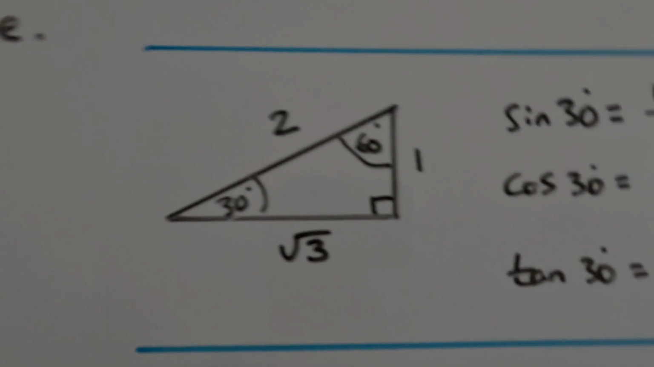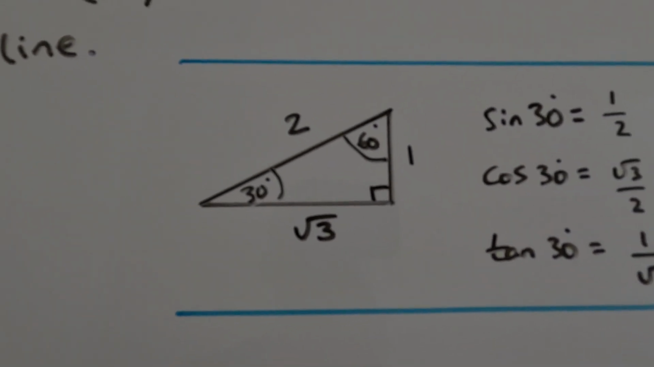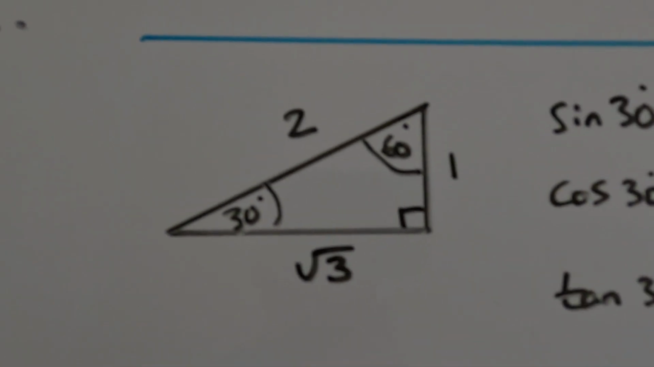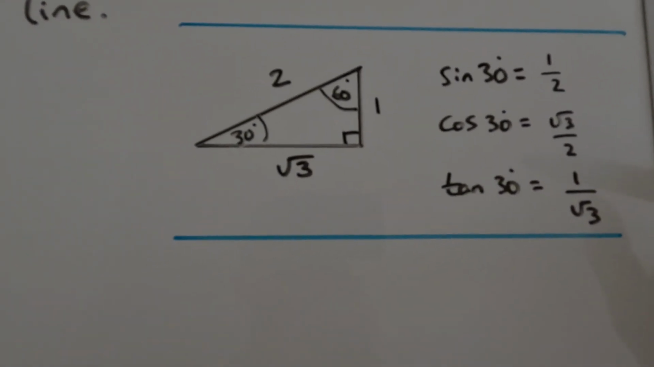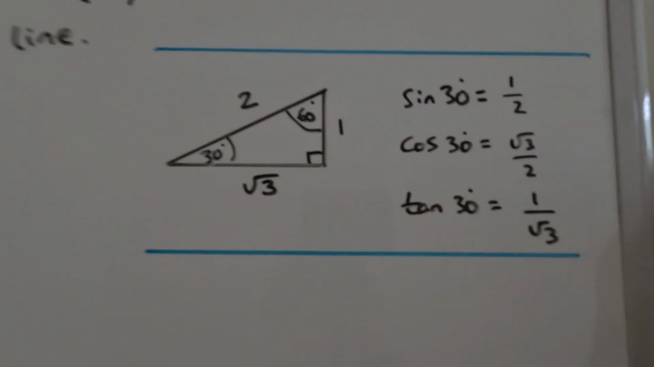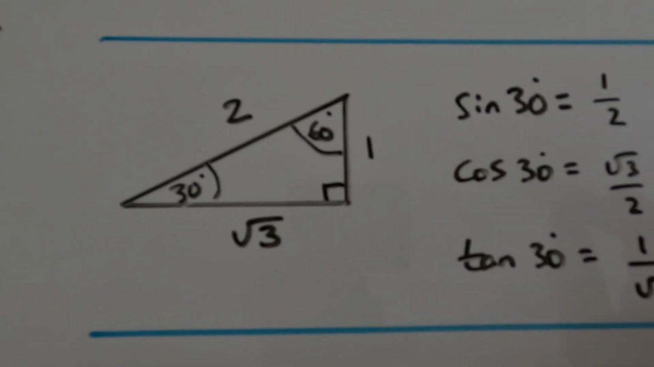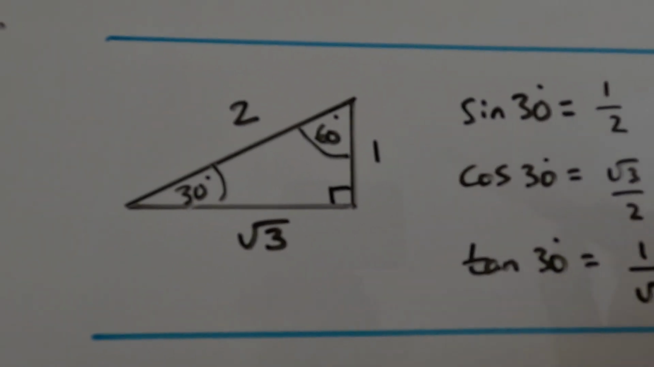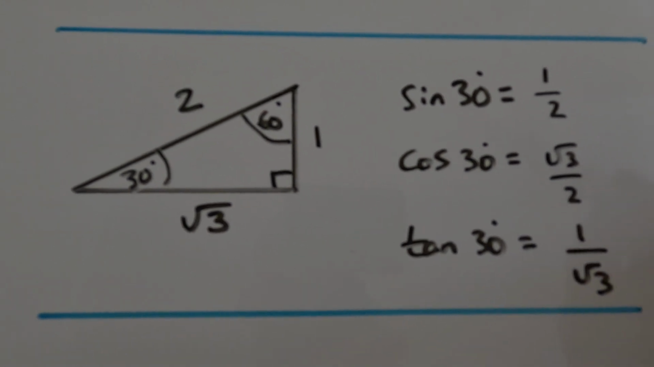But why? Because we have the same angles. So the lengths of the sides don't matter. All that matters is the angles. And we can construct any triangle we like with any length of sides we like once we know the angles. Okay, so we've constructed this one just to demonstrate that the tan of 30 is equal to 1 over root 3.